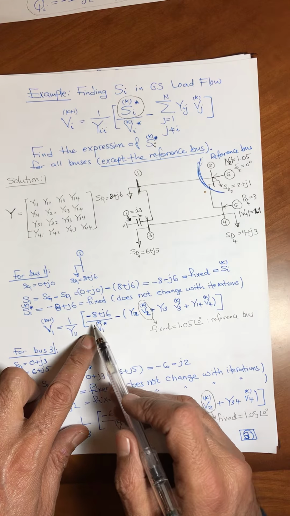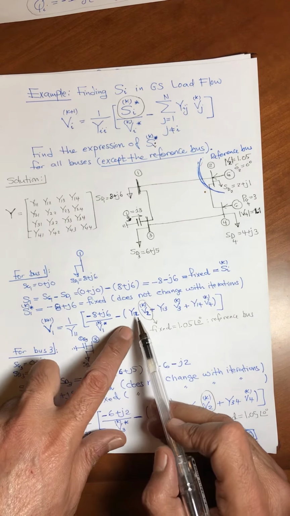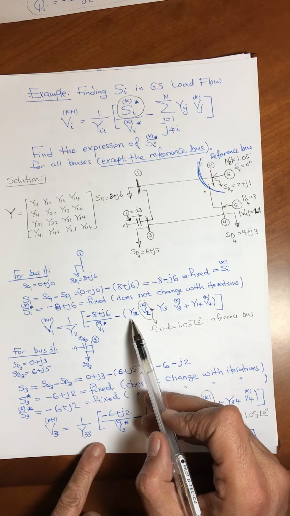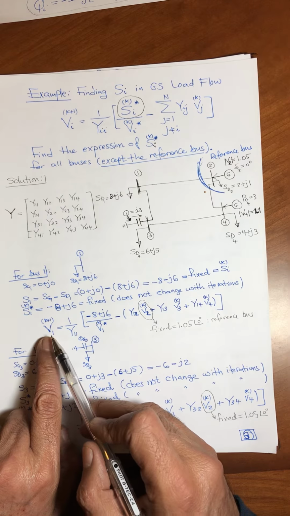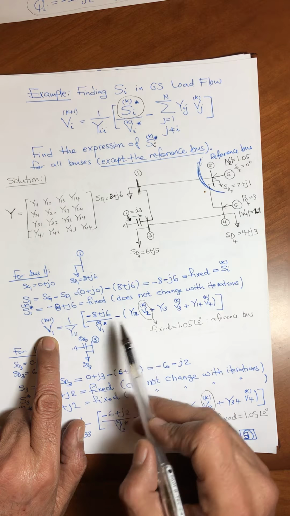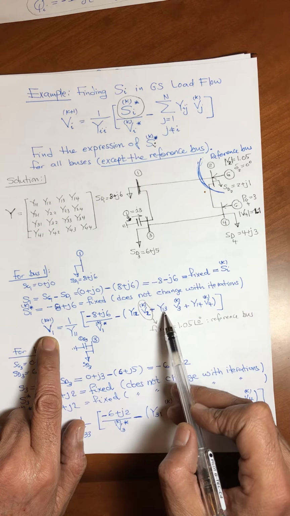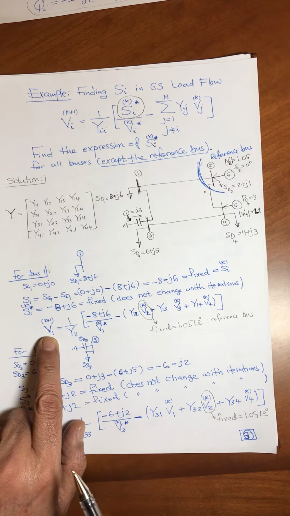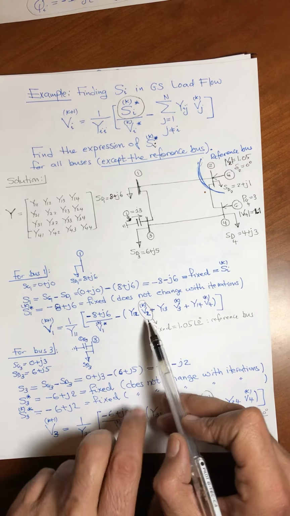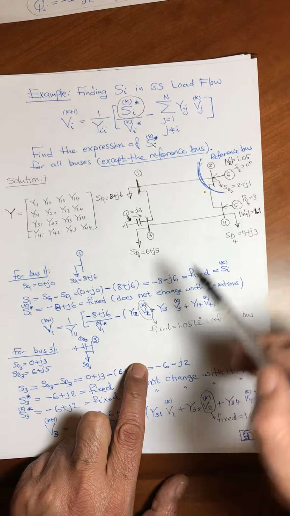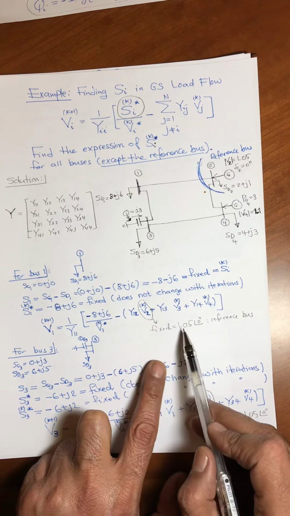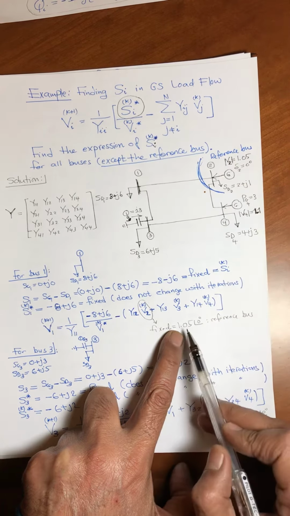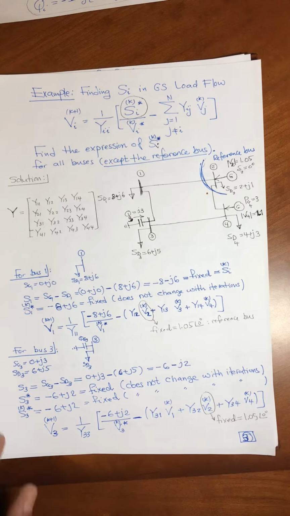This will change with iteration, and these are the admittances multiplied by voltages. It's Y12 because it's bus 1 with respect to bus 2, Y12 V2, bus 1 with bus 3, Y13 V3, bus 1 with respect to bus 4, Y14 V4. But notice that because bus number 2 is the reference bus, V2 is a fixed number, which equals to voltage magnitude 1.05, and the angle is 0 because it's a reference bus.